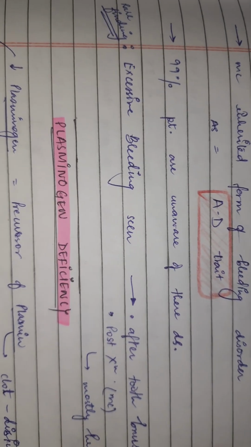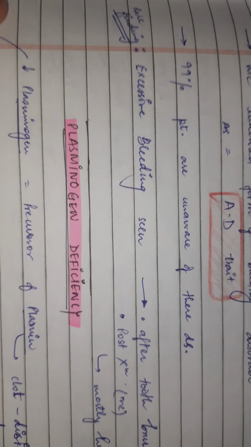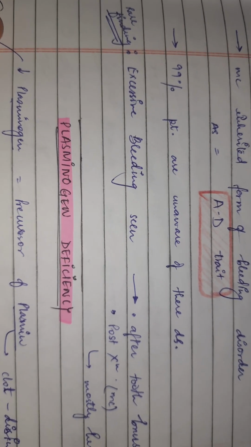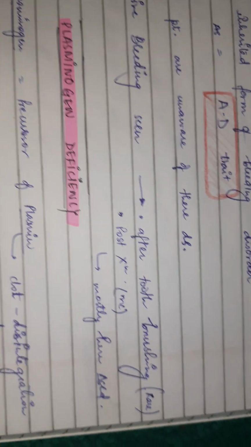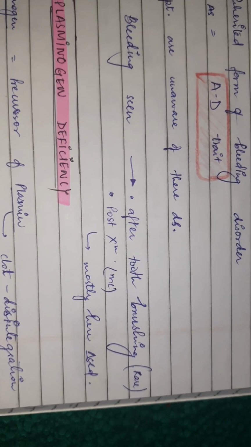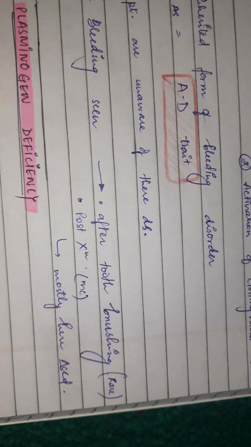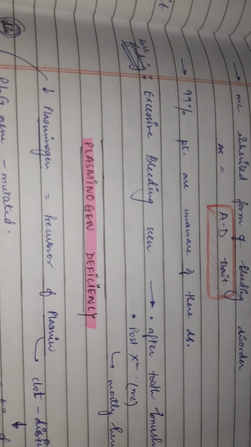99% of patients are unaware of their disease. Excessive bleeding is rarely seen after toothbrushing, and most commonly seen post extraction. Von Willebrand disease is mostly diagnosed at tooth extraction.